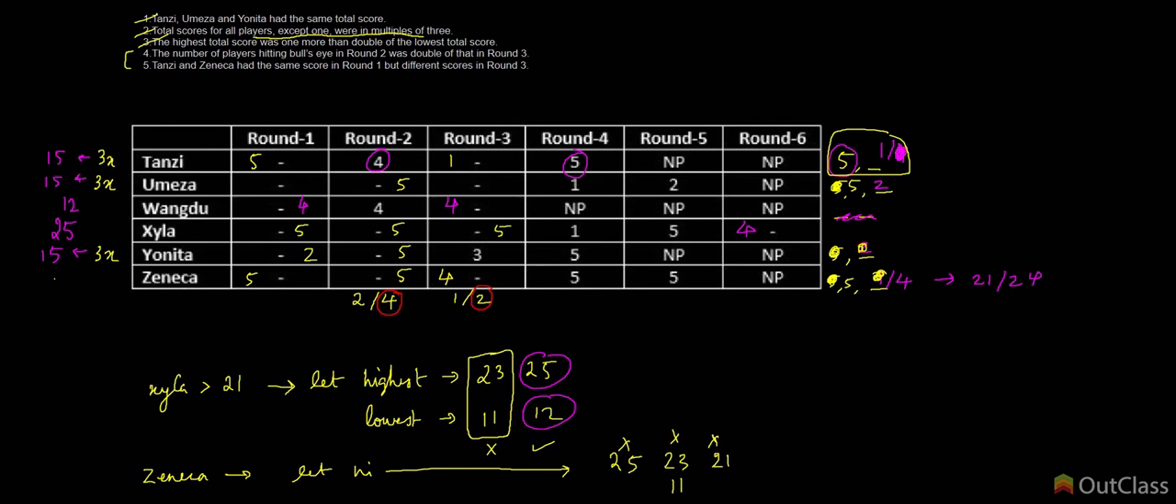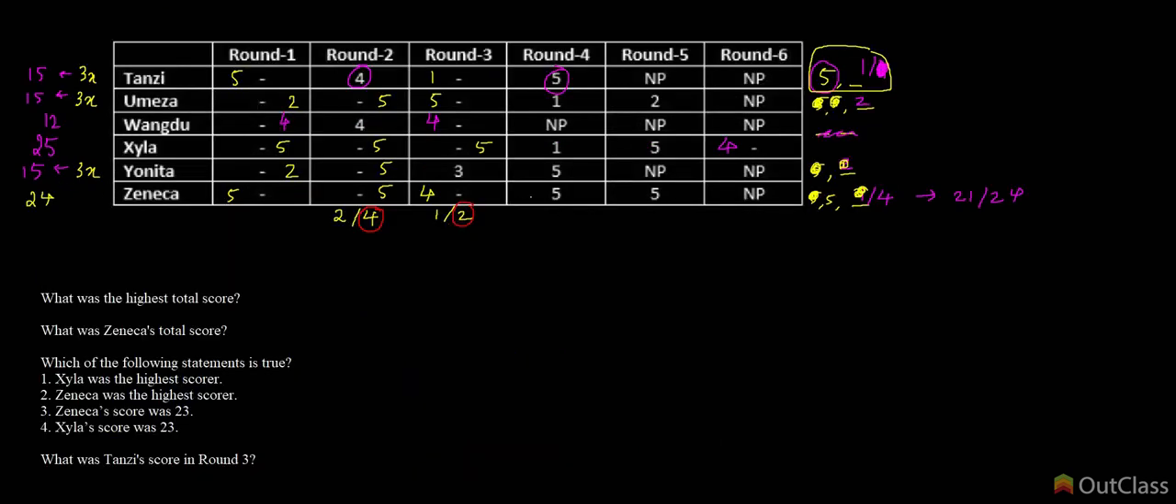Now Zenaka has a total of 24. That is also fixed. Now to get the second bullseye in round 3, I will have to put my second 5 here, which will mean that I'll have to put a 2 here, at which point I have all the values that I need, and this is satisfying all of the given conditions in the question. At this point you can just directly solve the sub questions that follow.